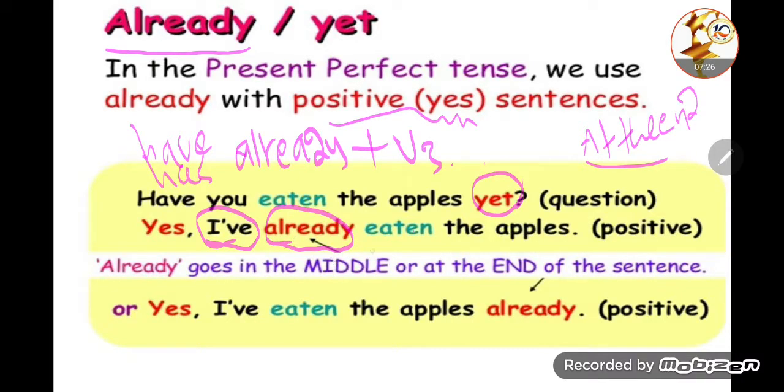In the middle. Okay. The apples. This is a positive sentence. Or I can say, yes, I've eaten the apples already. Both of the two sentences are correct.